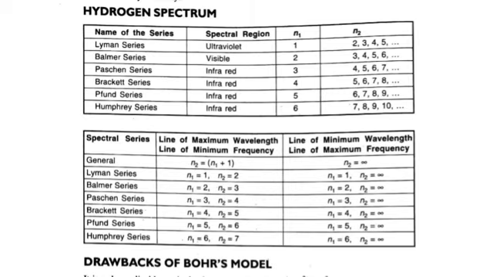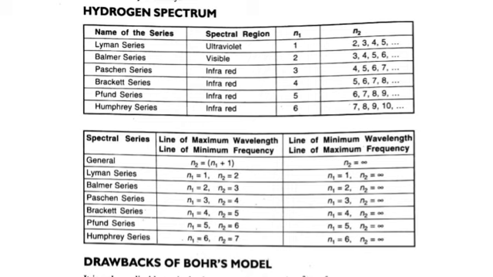Here you can see the hydrogen spectrum: name of the series, spectral lines, n1 and n2 values. If I talk about the Lyman series, it is especially observed in the ultraviolet region, where n1 value is 1 and n2 value is 2, 3, 4, 5, 6, and so on. Similarly, the Balmer series is especially observed in the visible region. n1 value is 2 and n2 value is 3, 4, 5, 6, 7.